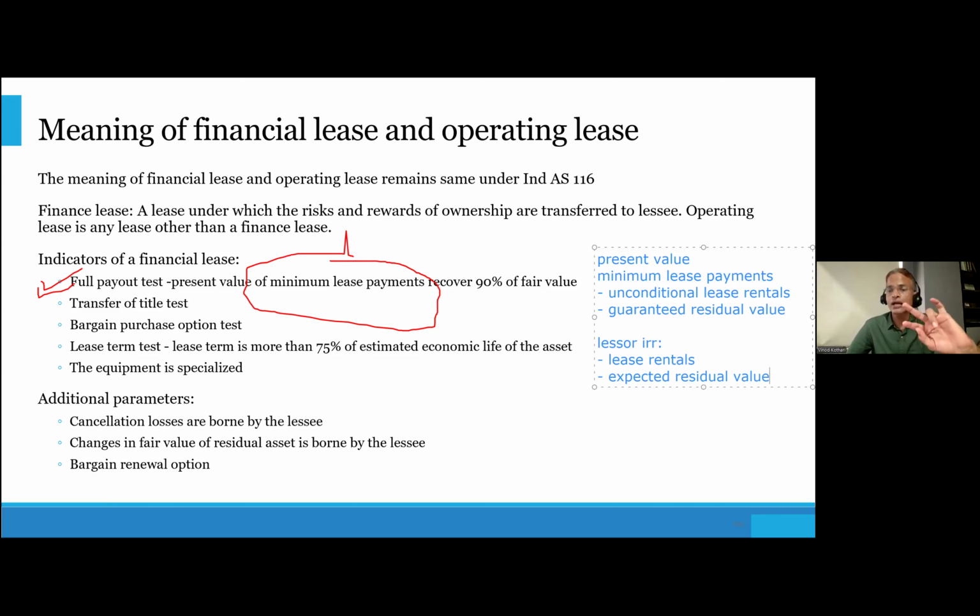So for the purpose of computing IRR, I would have taken the rentals and the expected RV, and arrived at the IRR. With that IRR, I'll compute the present value of the MLPs, which includes guaranteed RV. And therefore, I'll now see whether that present value is less than 90 or more than 90. This is a very important test, so let me go and illustrate this computation so that we're able to grasp this.